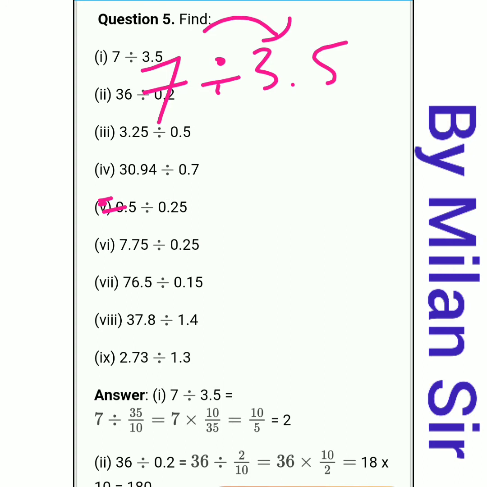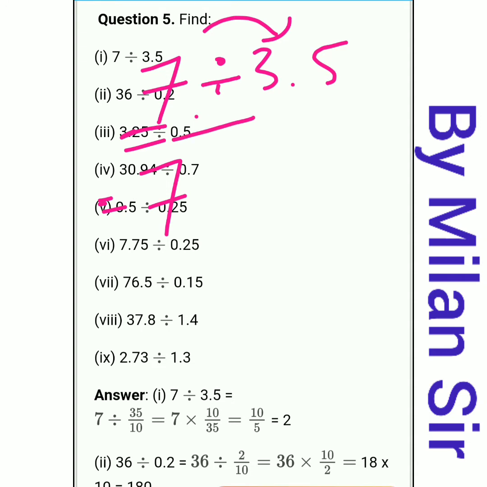And we need to take the reciprocal of the second number. So our first step is to convert this number into a fraction. After that, in the third step, we convert division into multiplication and take the reciprocal. In the first step we put the division sign as it is. Our first number is 7, so 7 as it is.